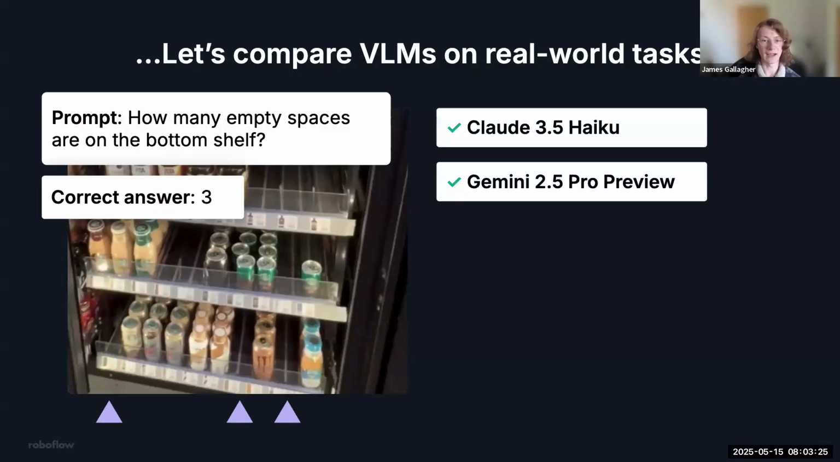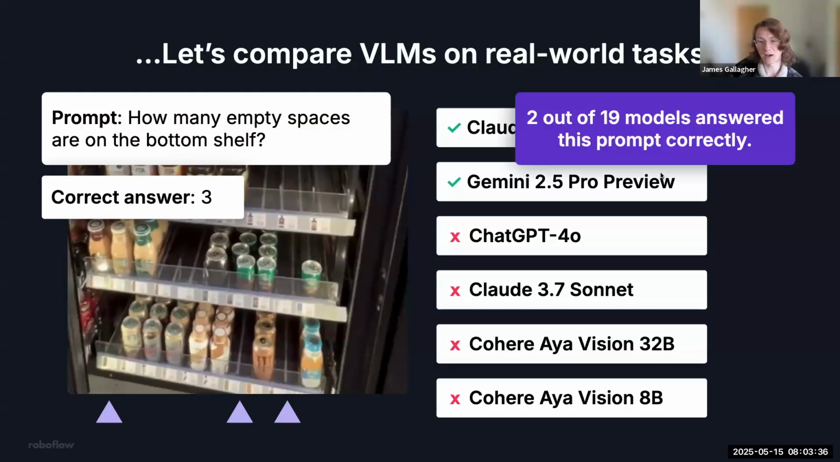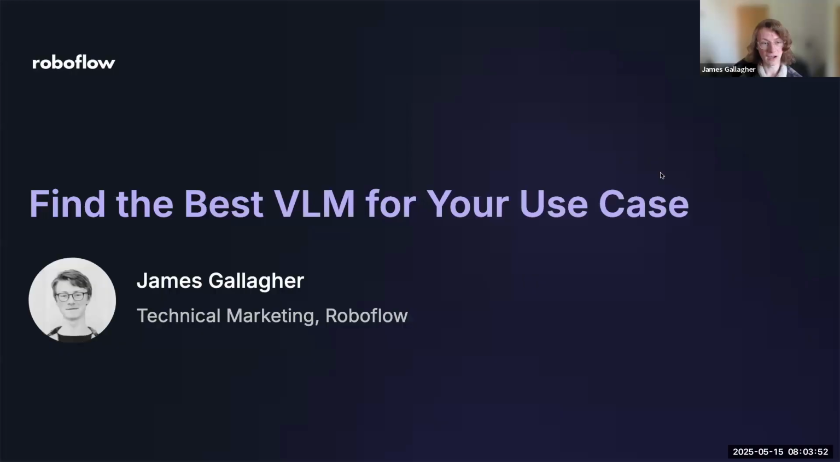Ideally, we would have a report like this that says, okay, Claude and Gemini both get this right. They're good for this use case. And these other models don't answer the specific question. In our test of this very image and this very prompt against over 15 state-of-the-art language models, only 2 out of 19 got this specific question correct. And so that leads us into the topic of today's webinar. I'm James, and today I'll be chatting about how to find the best VLM for your use case.